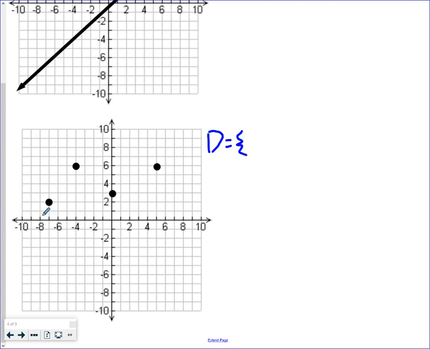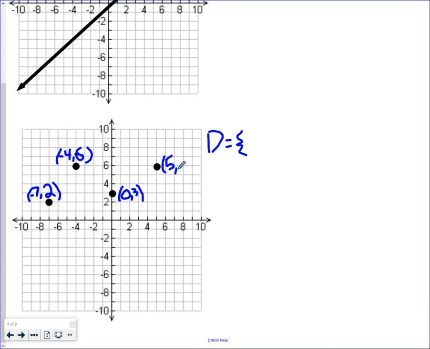So let's see what these points are. This point here is -7, +2, right? So I'll label it here. -7, comma 2. This point right here looks to be -4, +6. So -4, +6. This point right here is 0, 3. And this point right here is 5, 6.